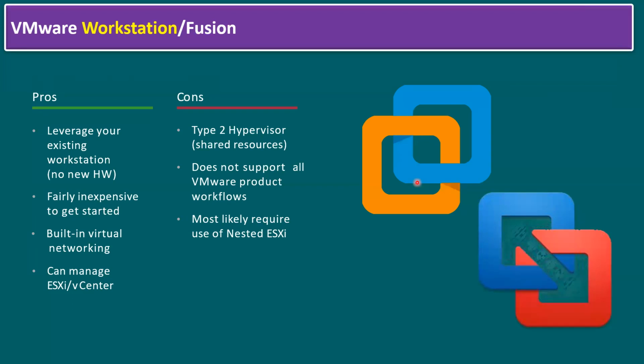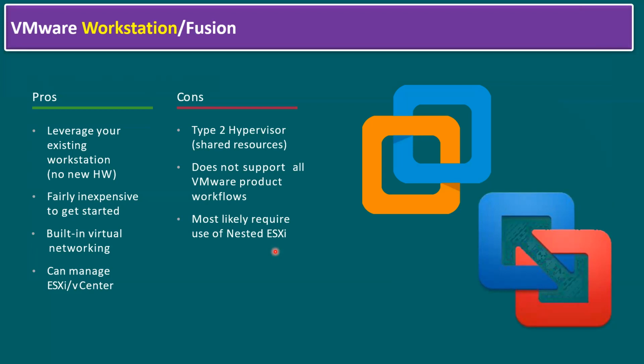If you're interested, you can go to our Gnan Cloud Garage channel playlist tab. You can find these videos under the vSphere Quick Bytes. And cons: type 2 hypervisor, shared resources. Generally type 1 hypervisor means ESXi, type 2 hypervisor means either Workstation or Fusion. And it doesn't support all VMware product workflows. Only a few products can be tested using Workstation and Fusion, and most likely require use of nested ESXi. It's not like a direct bare metal ESXi.